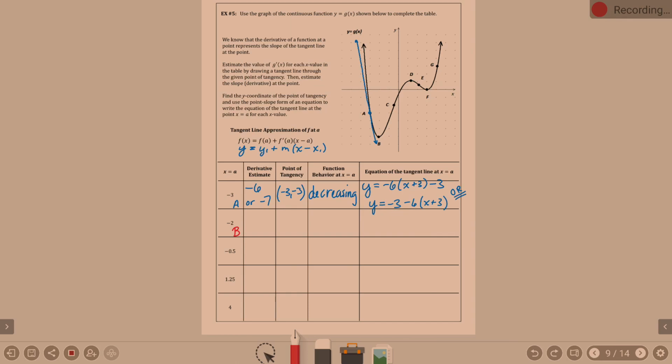Isn't it 0? Yeah, because if you're drawing the, gosh, I can't even draw a horizontal line, guys. But at -2, that's point B, which is a minimum, yes? It's a minimum. Your tangent line is horizontal. So what's the derivative estimate? 0, right? In other words, because we're talking slope here, aren't we, when we talk derivative estimate? The point of tangency?